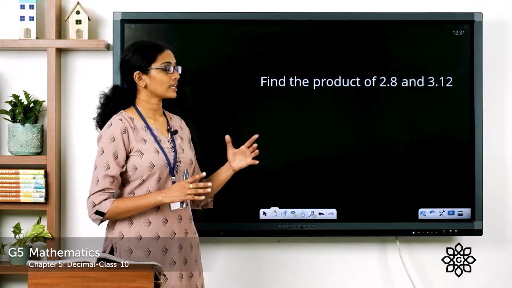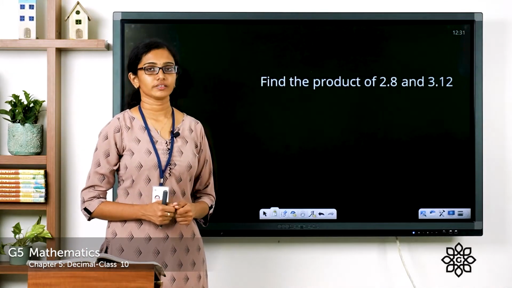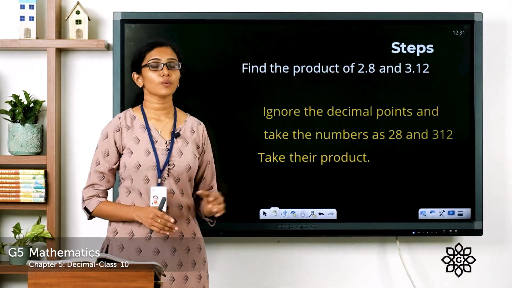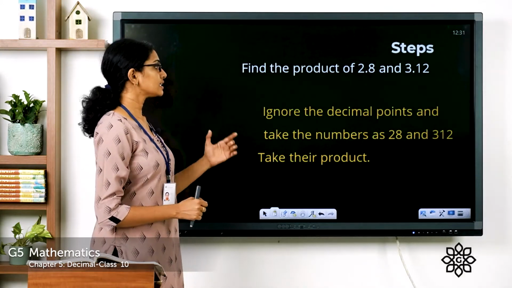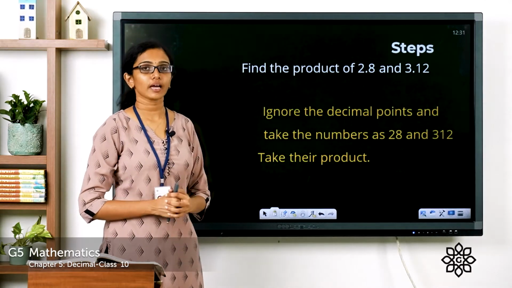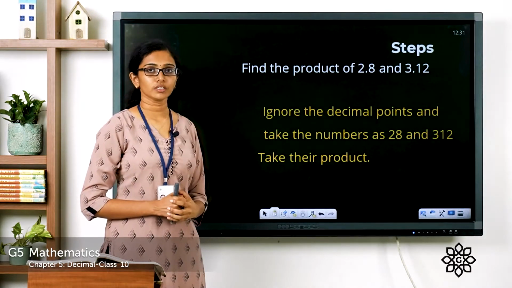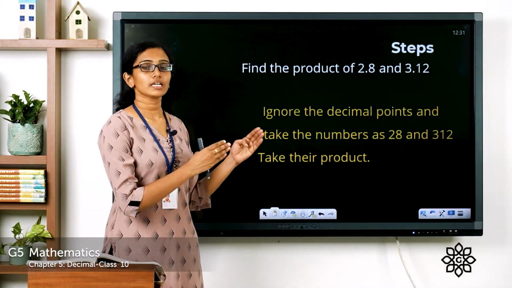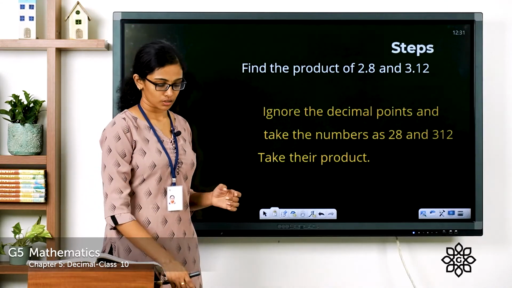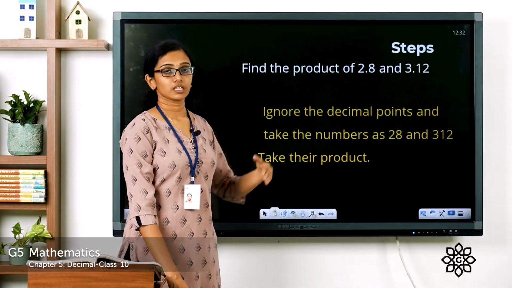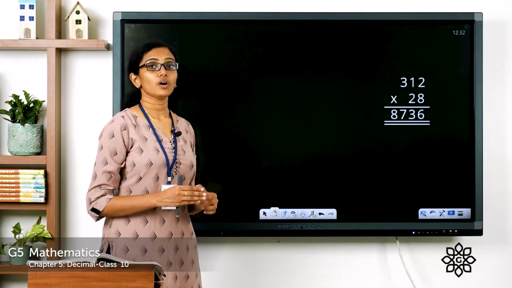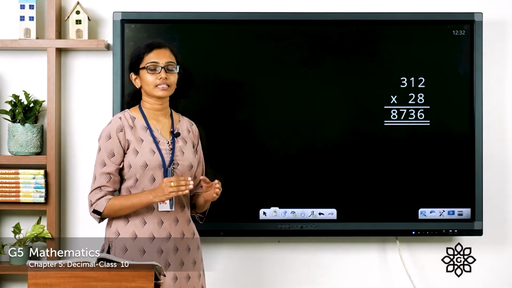To multiply two decimal numbers, there are a few steps involved. Let's see the steps one by one. The first step is to ignore the decimal points and take the numbers as 28 and 312, and after that take their product. To multiply the two decimal numbers, you just ignore the decimal points and take their product like whole numbers. So, when you multiply 28 and 312, you get the product 8,736. Now, the next step is to put the decimal point at the correct place.